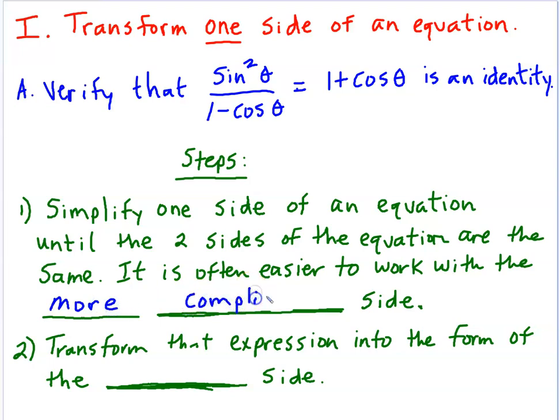So in other words, with these first few, I'm basically working on the side that I feel like is the more complicated, and I'm going to make it look like the other side. So just to take this first example, for instance, on the next slide, I'm going to turn this left side using identities so that it looks like the right side, okay? Because it looks like it's more complicated. So we're going to transform that expression, the more complicated side, into the form of the, I guess you would call this the easier side or the less complicated.